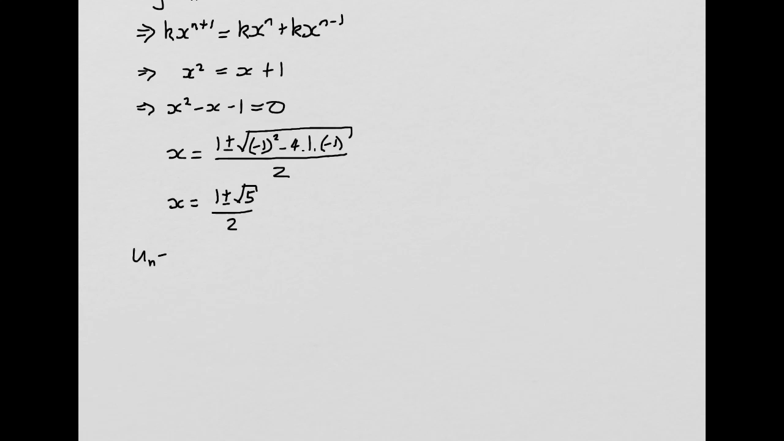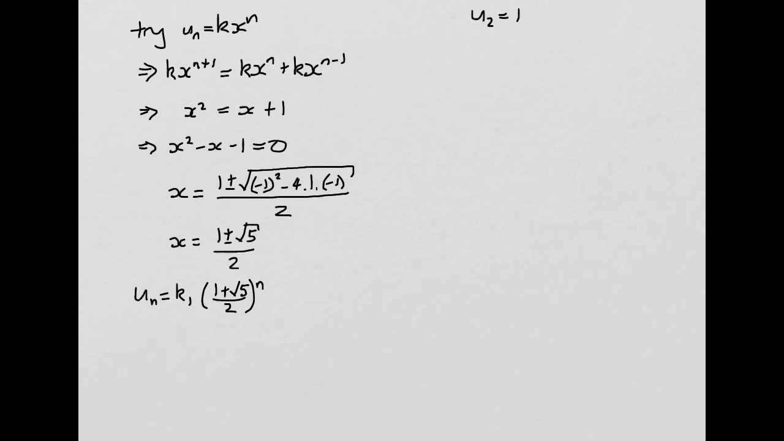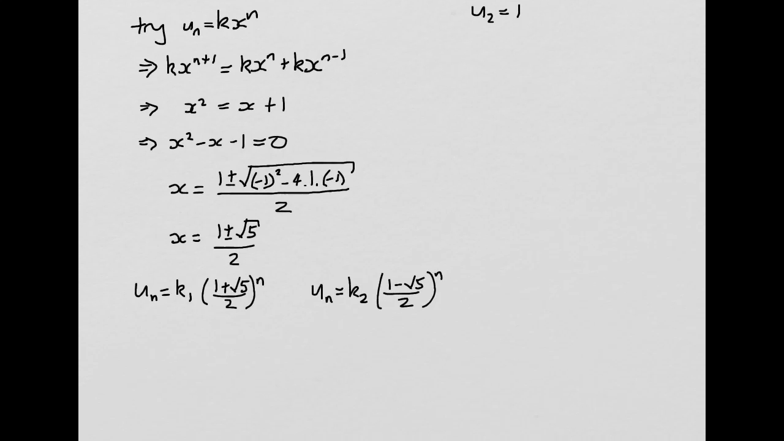Our nth term could be some constant, let's call it k1, times 1 plus the square root of 5 all over 2, all to the power of n. If I just look back to the top line there, I've just replaced x with one of the values. But I could also have done it the other way around. I could have said, let's just give it a second constant, let's call it k2, and chosen the other solution, 1 minus the square root of 5 all over 2, all to the power of n.